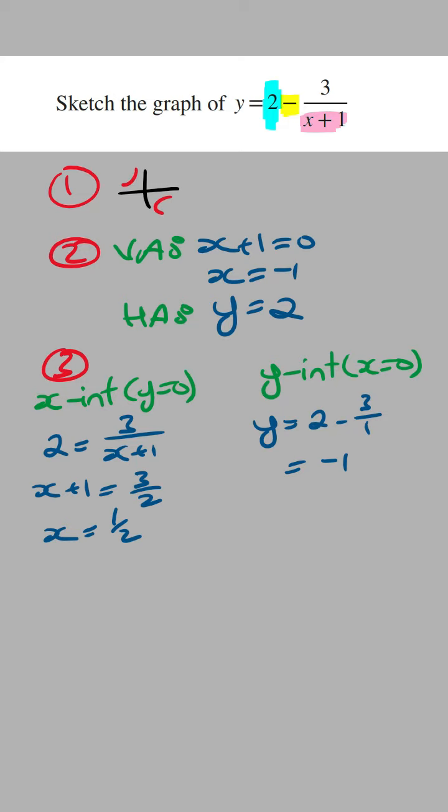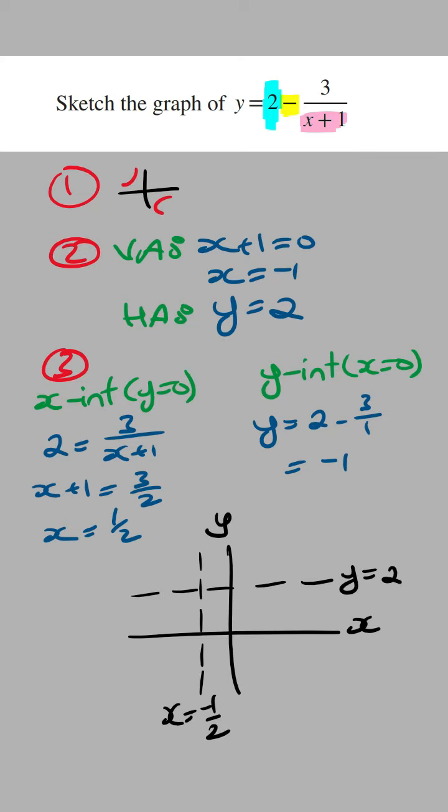And the final step is to sketch a graph. And so from here, we draw the x and y axes. We draw in the asymptotes and label them with its equations. We're marking the x and y intercepts and then sketch the curve.